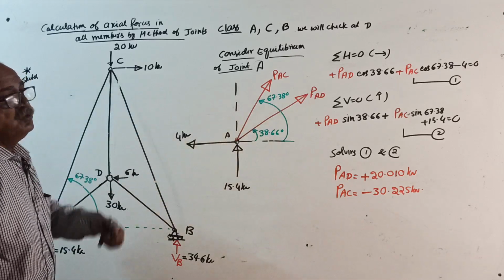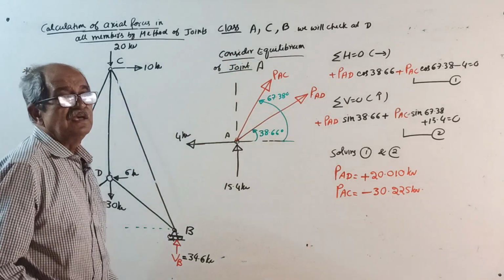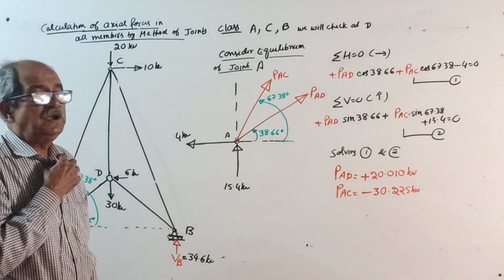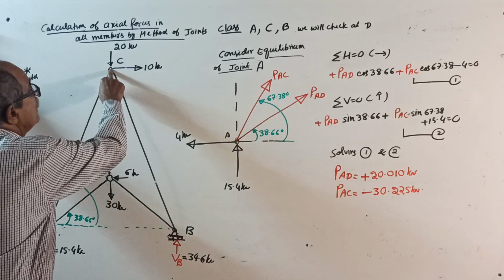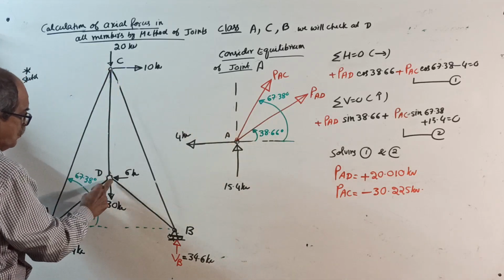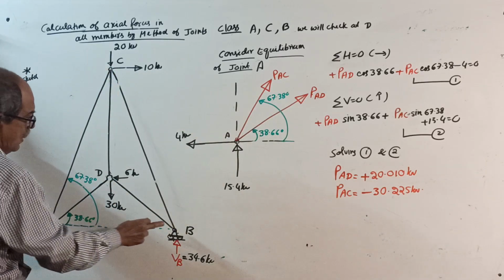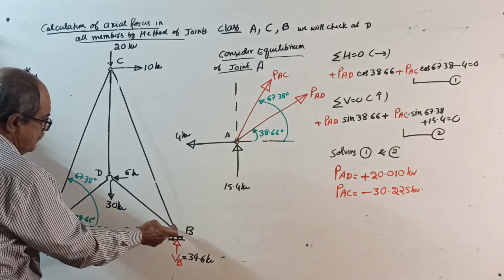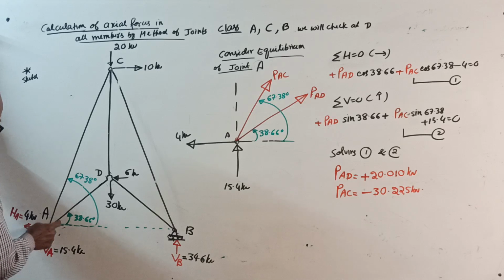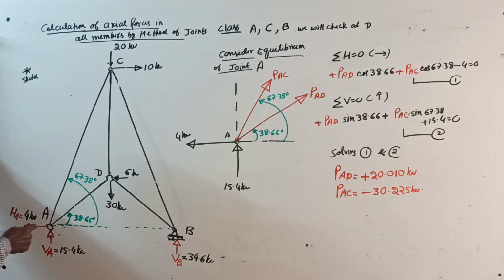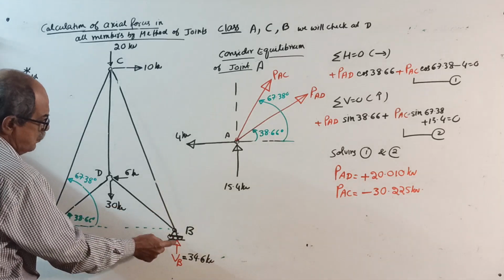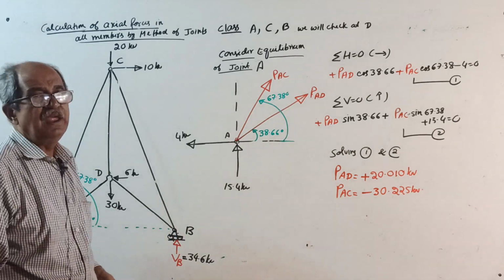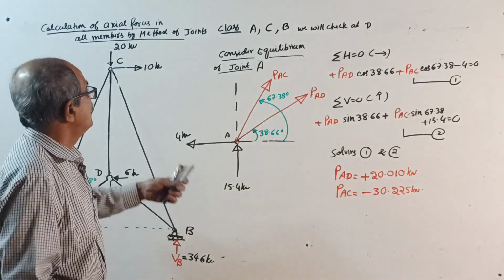Okay, now, how to start? Start from a joint having not more than 2 unknowns. You cannot start at C. D you cannot do, but you can start from either A or B. Actually, B is better because there are 2 unknowns and 2 known. Here 2 unknown and 1 known, but still I will do A only for understanding purposes. Okay, I will start from A.